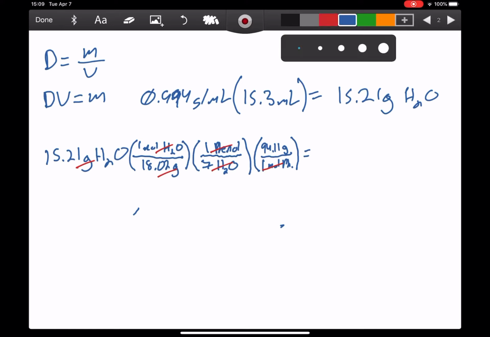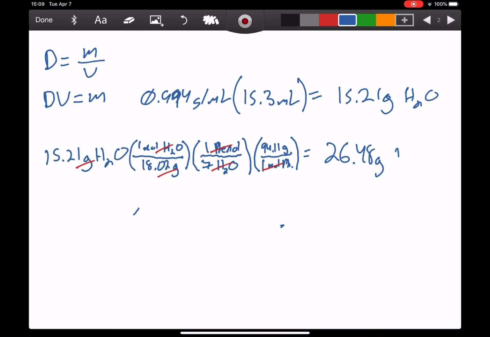So our final answer is going to be 26.48 grams of phenol. And that is our answer to this problem. So that is how we went from the milliliters and the density of a product back to the grams of the reactant.